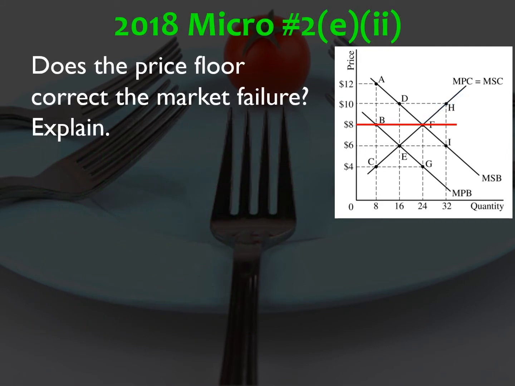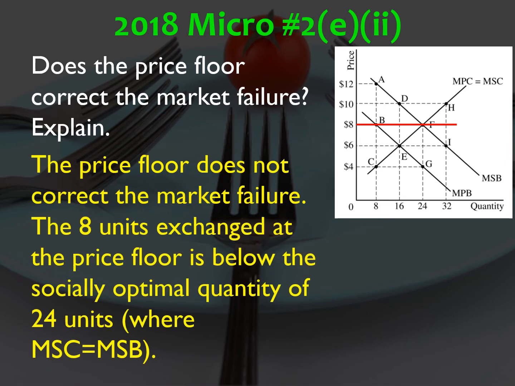2, does the price floor correct the market failure? Explain. Of course it doesn't, because the 8 units exchanged is way below the socially optimal quantity of 24 units, where MSC equals MSB. So notice that a price floor is not going to fix a market failure. It's just going to reduce the quantity demanded because now fewer people are going to want to pay $8 to get it. Whereas before, they would be able to get it for $6. But even though the price at equilibrium at the socially optimal quantity is $8, putting in a price floor does not fix the market failure. Only a subsidy per unit does.